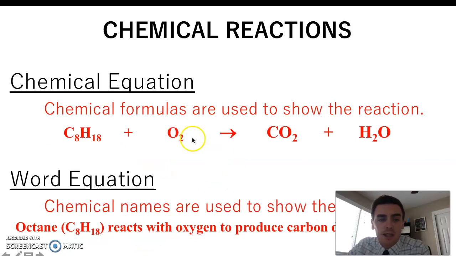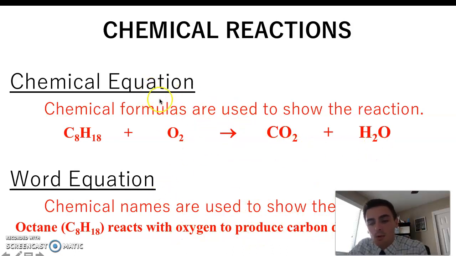So just to show you an example here, this is that one we just talked about. This is a chemical equation because we're using the formulas and the atoms of those molecules to show how they're reacting. If we take this exact same reaction though, the word equation is just like it sounds. It will be the words. So instead of saying C8H18, we'll say octane reacts with oxygen to produce, so there's my arrow when I go to write it, to produce carbon dioxide and water.